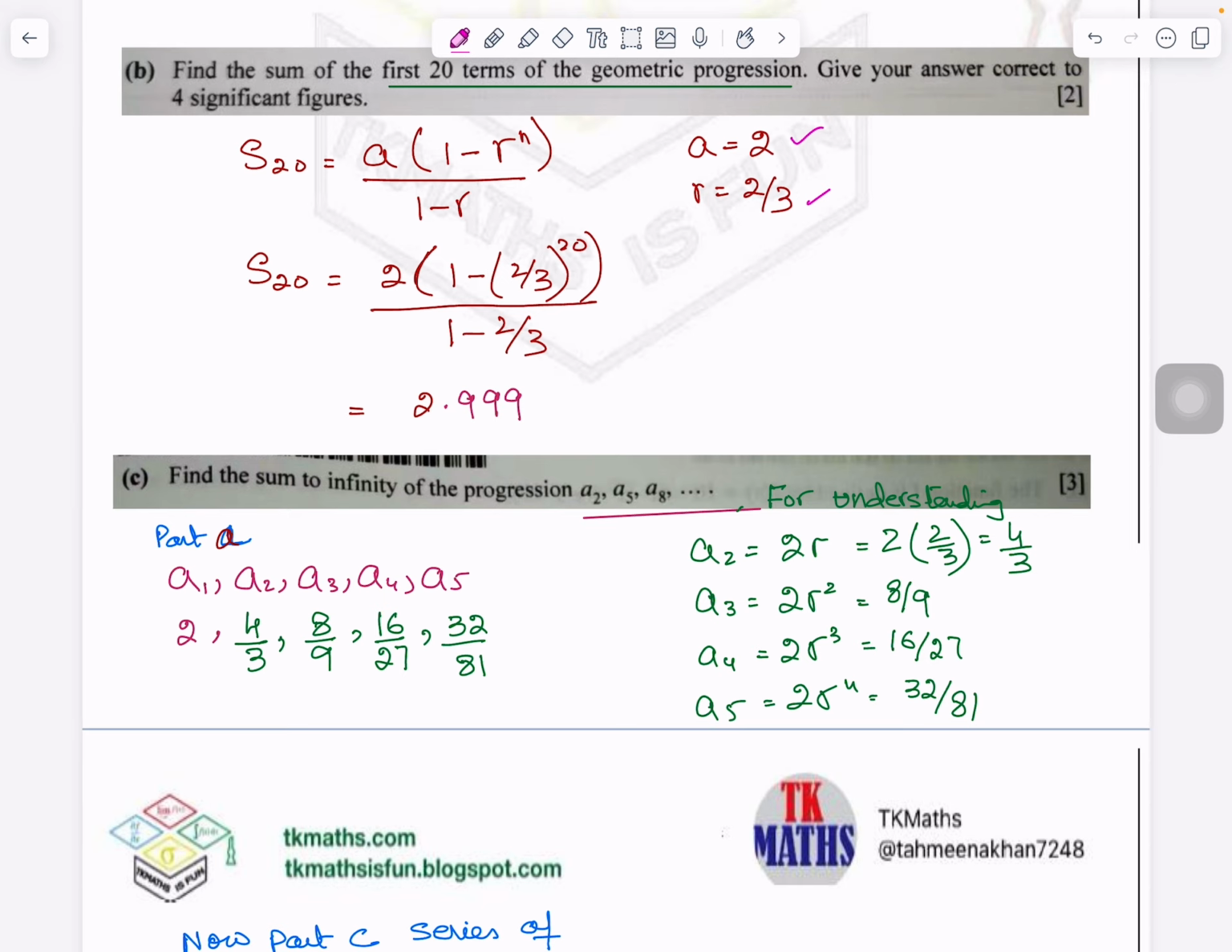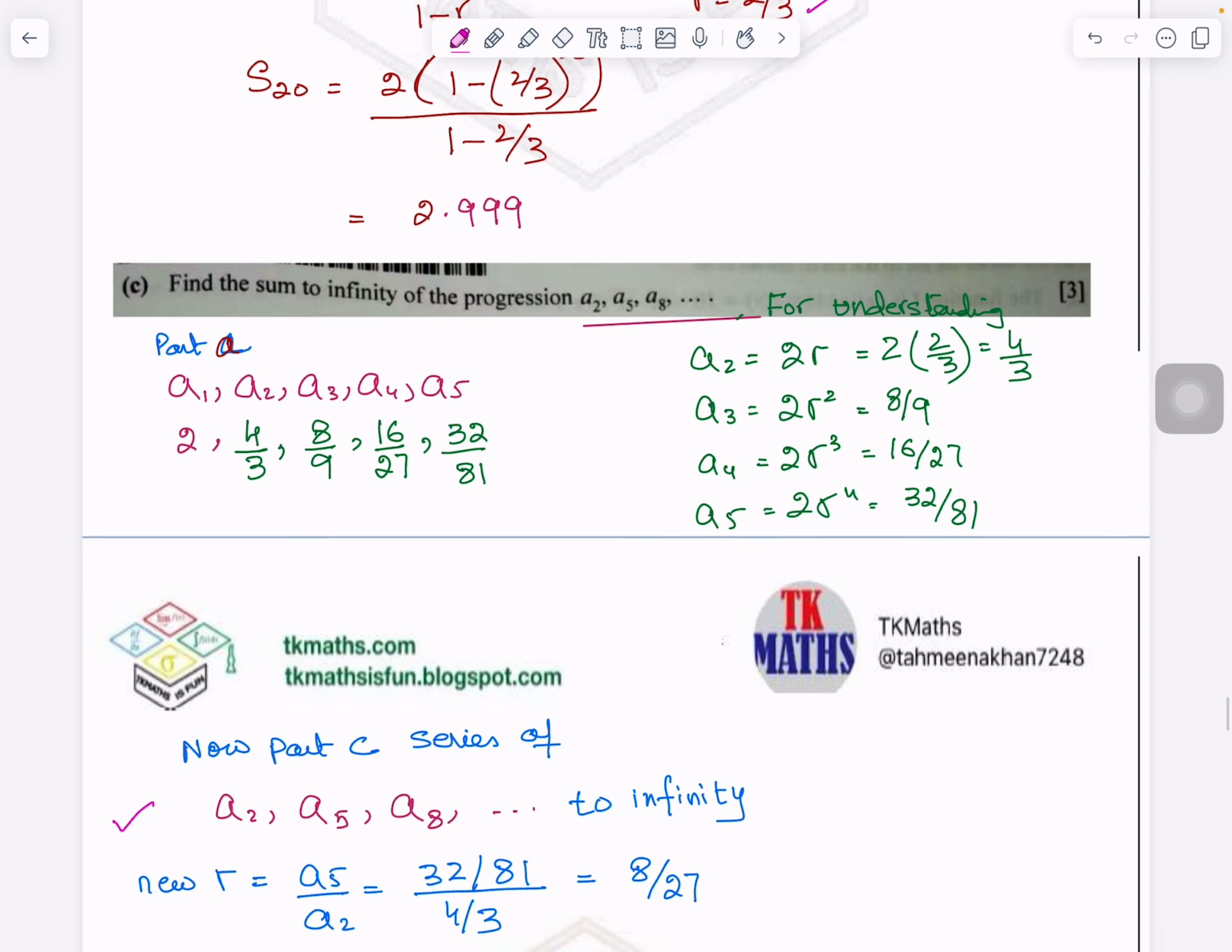So I am writing here carefully what this series will be here. If you see here, it is A2, A5, A8. But I have written here for your understanding the initial series also, which is A1, A2, A3, A4. And how I am getting it, I have explained it here. So after that, I have to find out the sum of this series. So I need to find out new r and new a. My new a is actually A2, which is this value. But what is my new r?